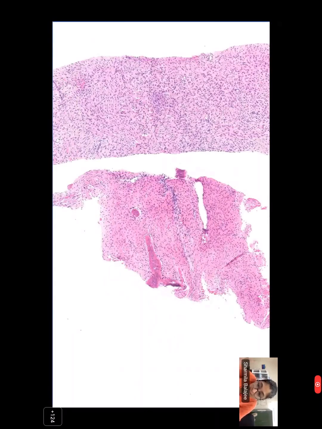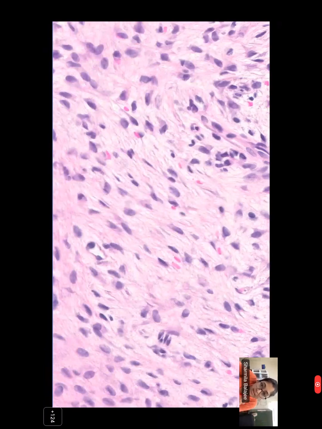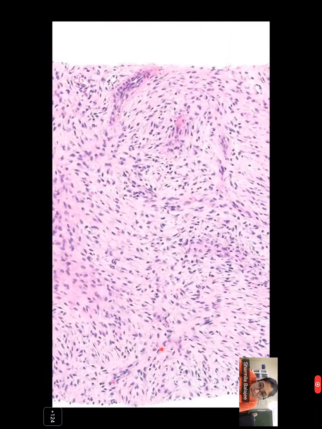Yes, sir. So basically, in the low power, there are multiple cores, composed of a highly cellular tumor with spindle to elongated morphology, but predominantly bland looking. Hyperchromatic nuclei, inconspicuous nucleoli, and there appears to be a vague storiform pattern of arrangement, sir. Yeah, okay, granted.